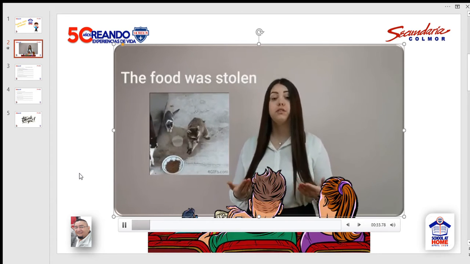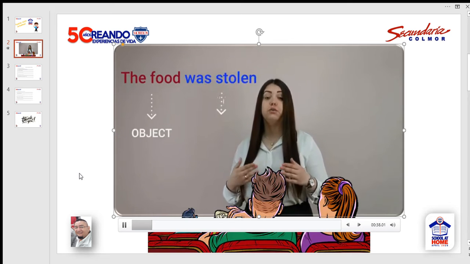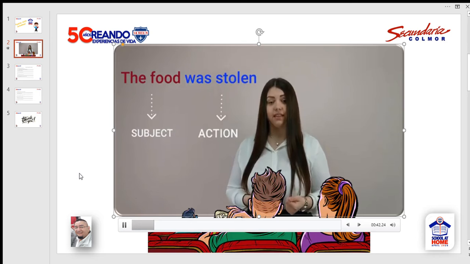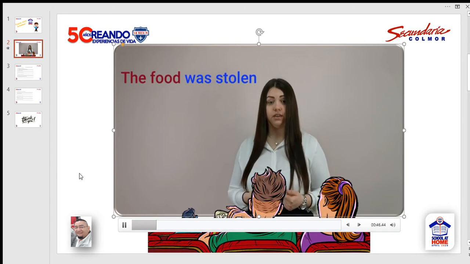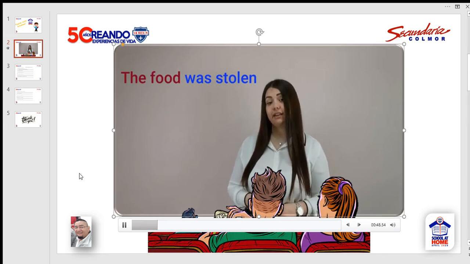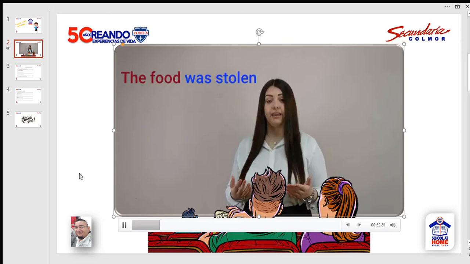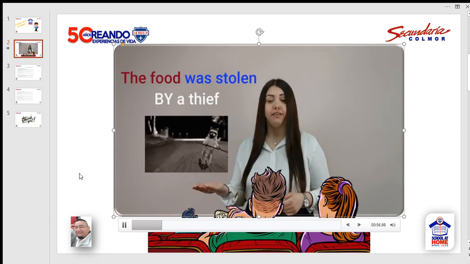The food was stolen. The object food received an action to steal and became a subject of this sentence. In this example, we don't know who stole the food, but if you need to include any information about who did the action, you can just add by. For example, the food was stolen by a thief.